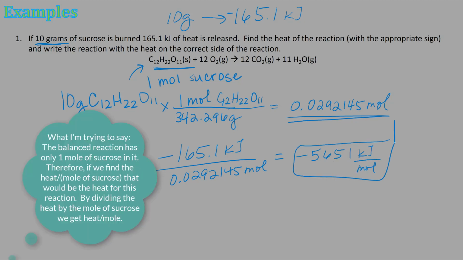So this is that. If we had had 2 of these, then this wouldn't be correct. It would have to be for 2 moles of sucrose. But since there's only 1, it works for 1 mole.